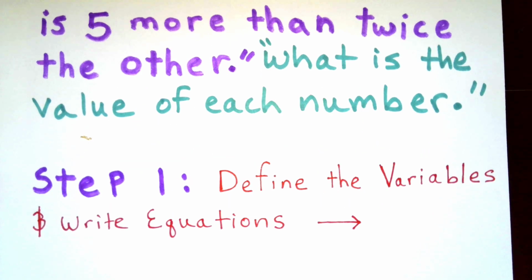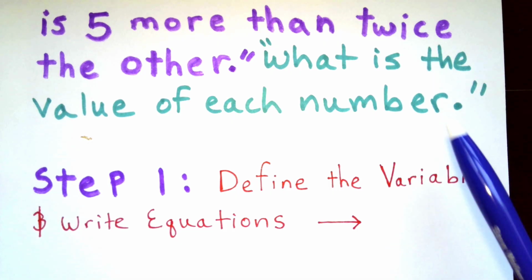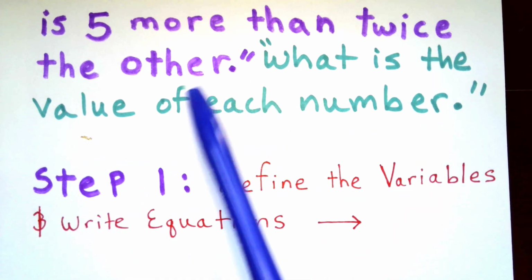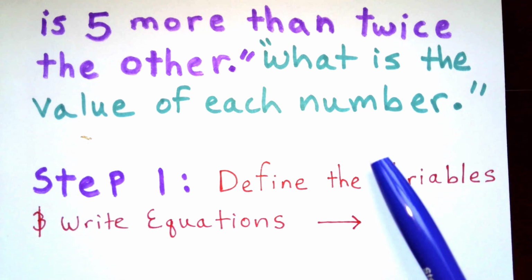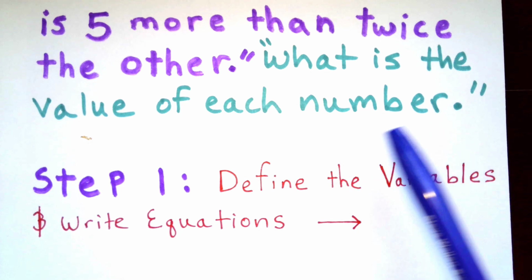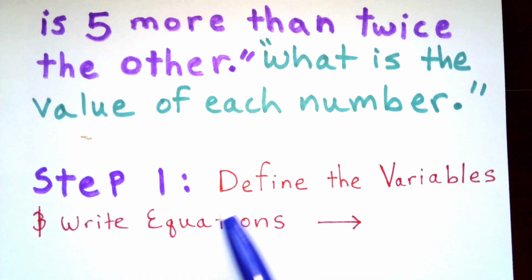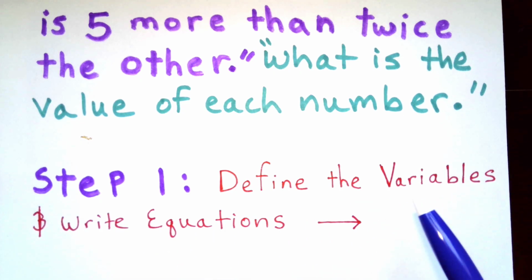So step one, we're going to need to define the variables, right? We need to assign a symbol for each variable. So what is the value of each number? That's telling you that there is more than one number. So we'll have more than one variable. And once we define our variables, X, Y, Z, A, B, C, whatever that might be, we're going to write the equations, right? There's two equations here. I'm hoping you can see that in this first part of part 33 video.